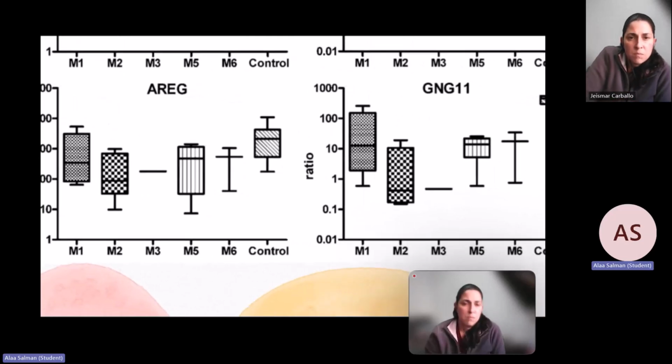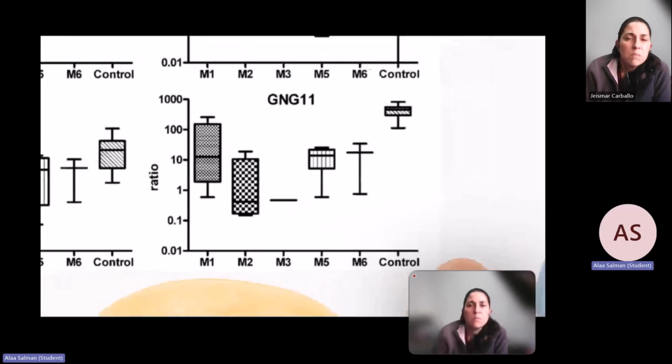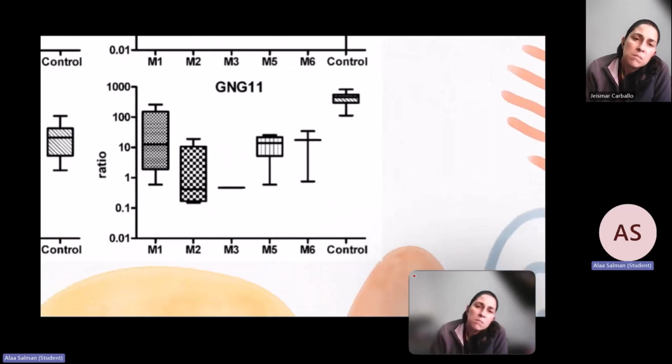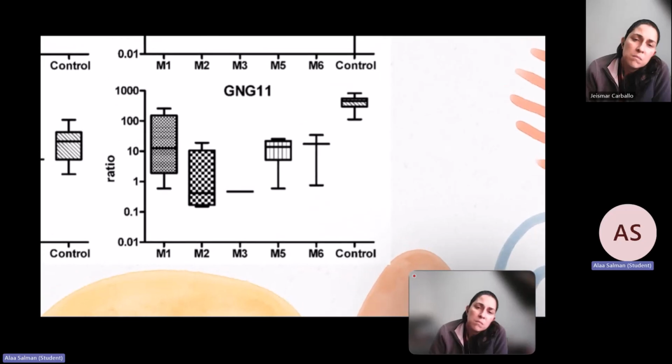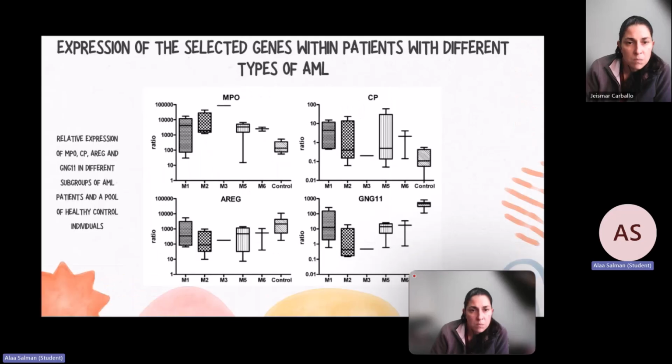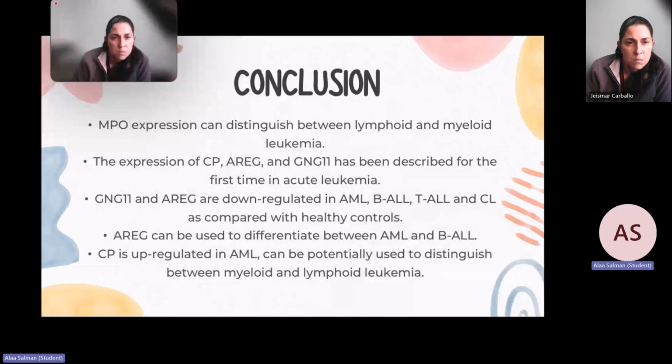the control individuals. And finally, for GNG11, it was downregulated in M1, M2, and M5. So these were the only ones that were significant in the research. So they concluded that it could differentiate between M1 and the control individuals, M2 and the control, and M5 and the control. As a conclusion, to wrap everything together, MPO expression can distinguish between lymphoid and myeloid leukemia.